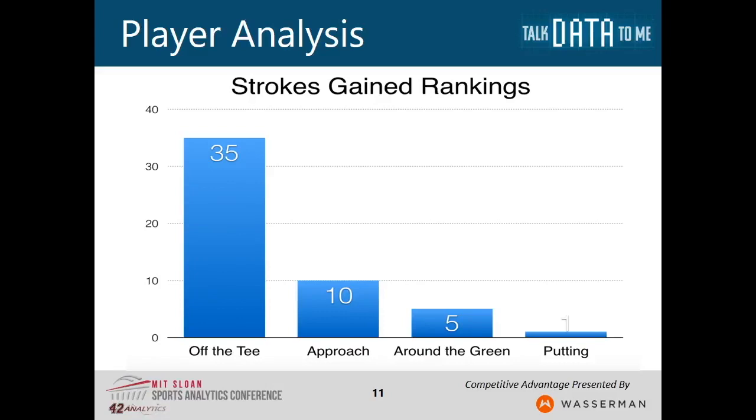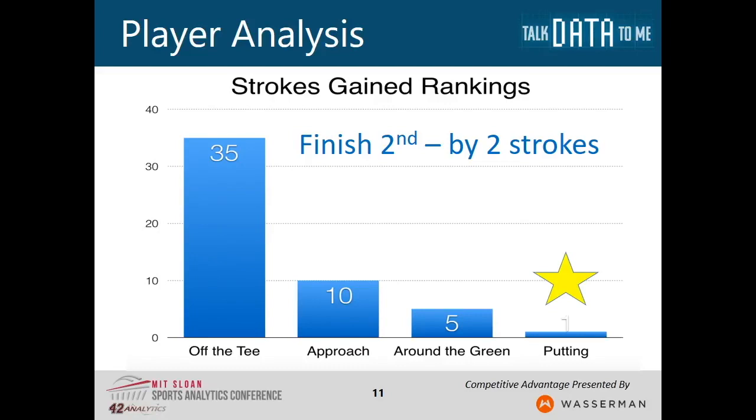And you can see he's ranked 35th off the tee, 10th approach, 5th on the greens, and putting. Now, the good news, he finished 2nd in this event, which is a big payday. The bad news, he didn't win. So putting ranked number 1, can't do any better than that. And the number 1 putter each week always does well if the rest of their game doesn't let them down.